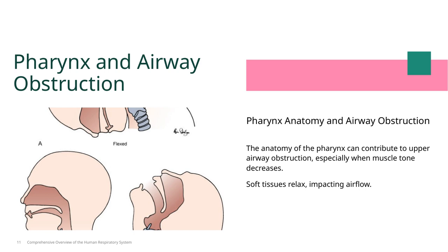Understanding this helps us see why conditions like sleep apnea occur, where the airway repeatedly narrows or closes during sleep. So, in summary, the pharynx's structure and its muscle tone are key factors in airway patency. When muscles relax and tissues loosen, the risk of airway obstruction increases, which ties back to the overall theme of respiratory health and the importance of maintaining open airways for effective breathing.